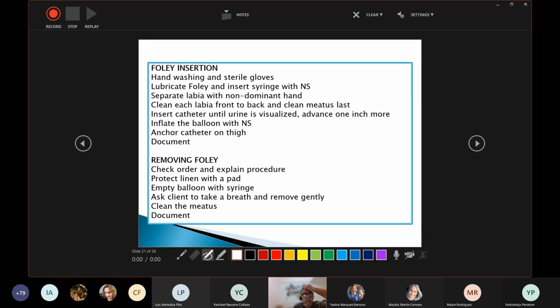For Foley insertion, check the orders, gather your material, introduce yourself, and identify the patient. Of course, you are going to don sterile gloves after you prepare your equipment. Before donning gloves, you need to wash your hands. So you wash your hands and you don sterile gloves.